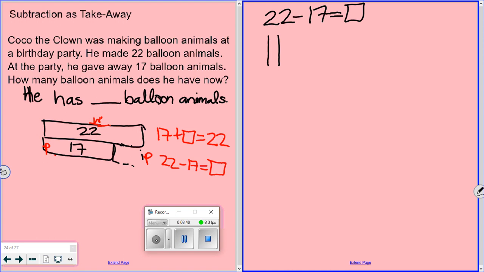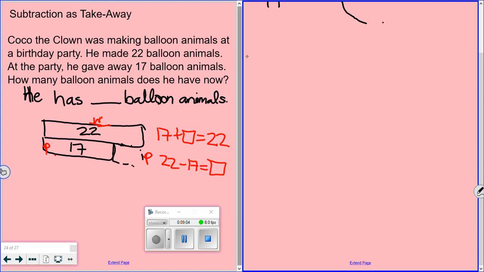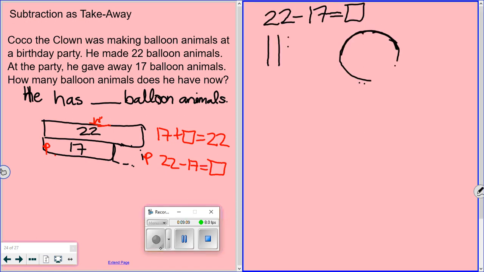So far we've got 2 tens, 2 ones. Now, you might not have used this strategy before, but I kind of like it. Next to this, draw a circle. Be really big. All right, pretend that's a circle. Inside that circle is where we are going to put 17. 17 is going in there.